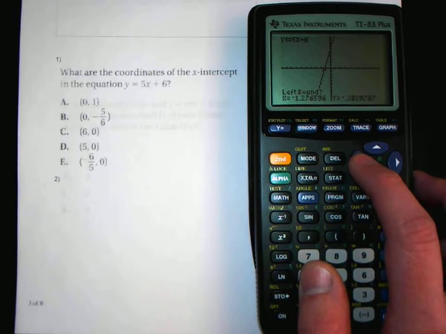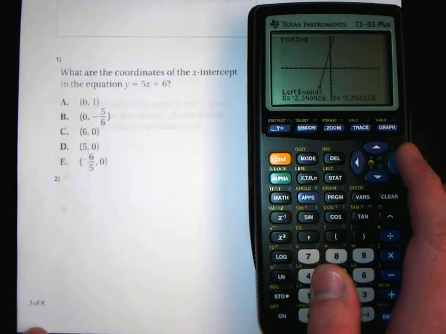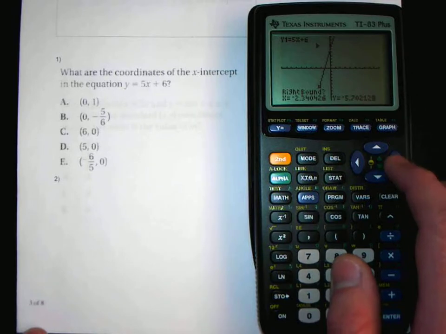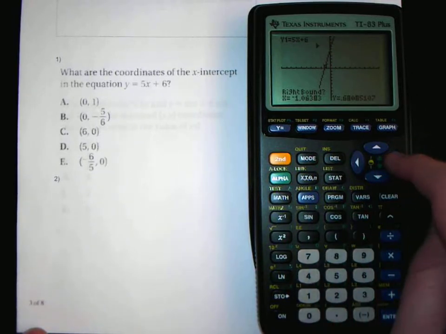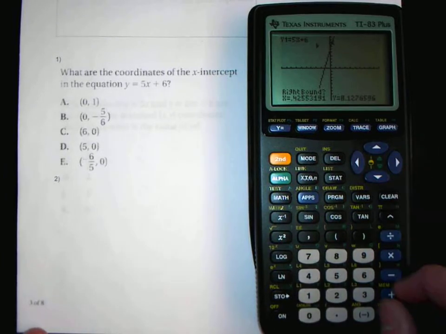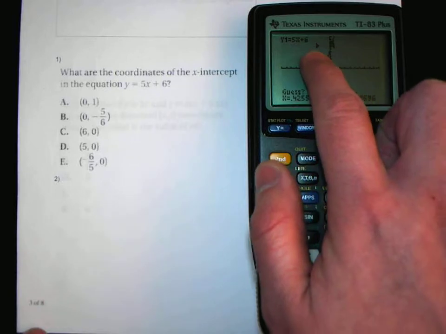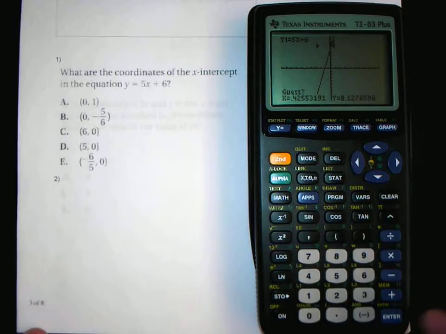Left bound means choose to the left of where you think the answer is. Anywhere on the left side is fine. Push enter, and it says right bound. So use your arrows. The answer is about right there, so choose to the right of where you think the answer is. The arrows right here mean you're telling me the answer is between this arrow and this arrow, and you say yeah, so you push enter. And it says the 0 is -1.2, comma 0.